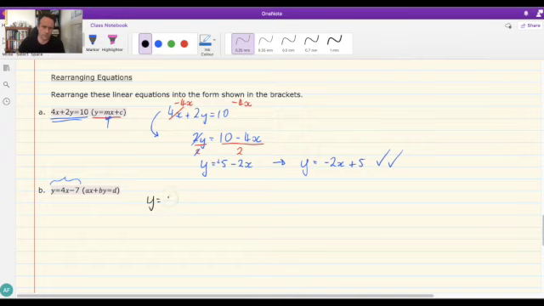So y equals 4x minus 7. Now I can, as I said, move this to the other side. So let's subtract 4x from both sides.